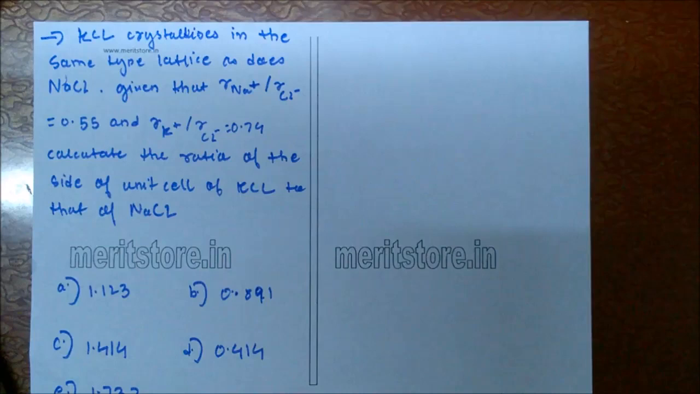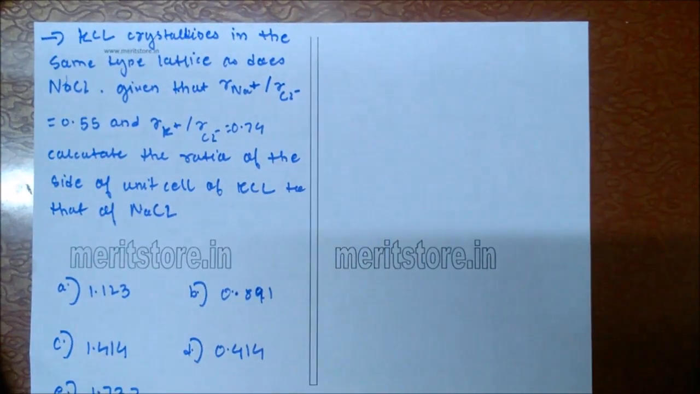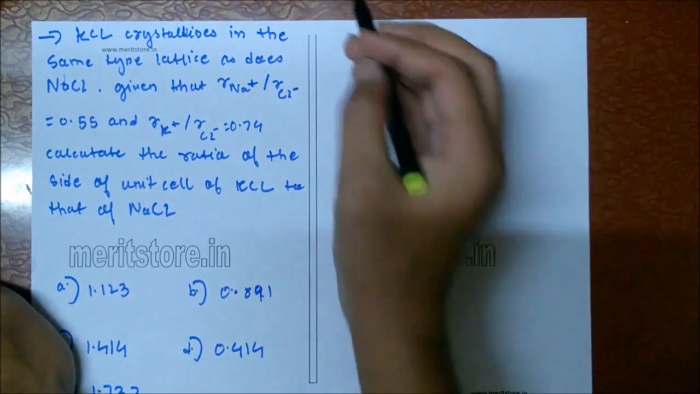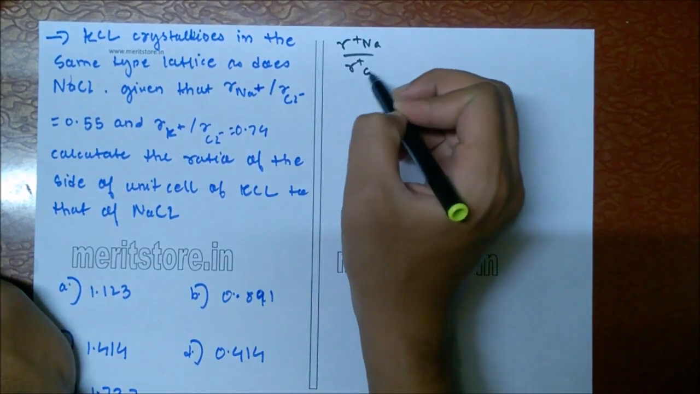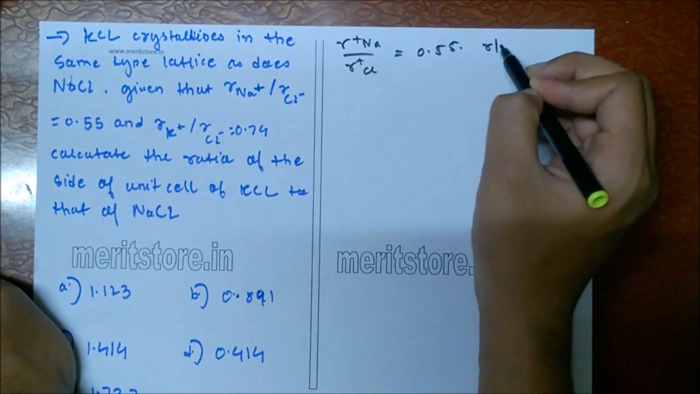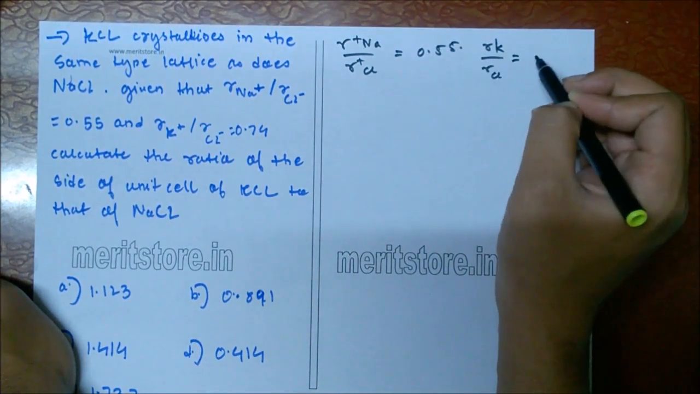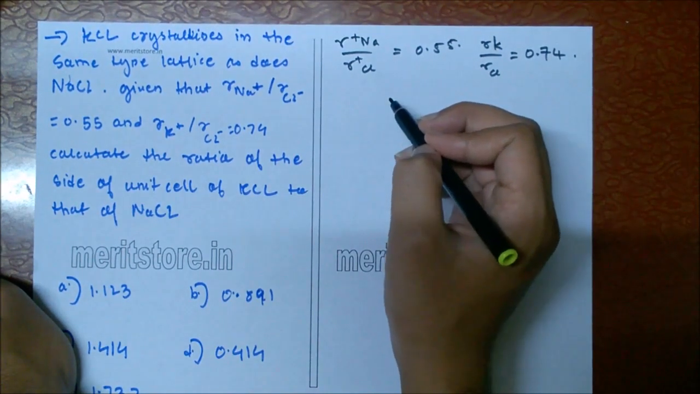KCl crystallizes in the same type of lattice as NaCl. Given that the radius ratio of NaCl is equal to 0.55 and the radius ratio of KCl is equal to 0.74, calculate the ratio of the side of the unit cell of KCl to that of NaCl. We have given the radius ratio of sodium and chloride is equal to 0.55 and the radius ratio for potassium and chloride is equal to 0.74.